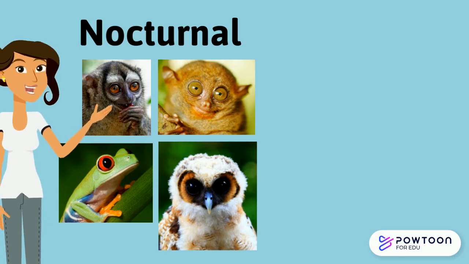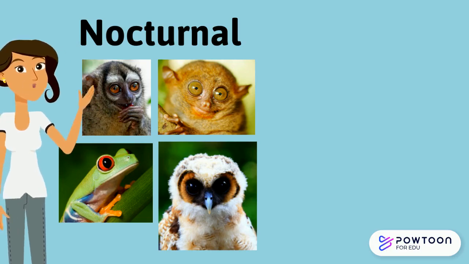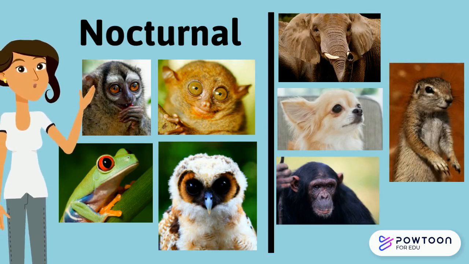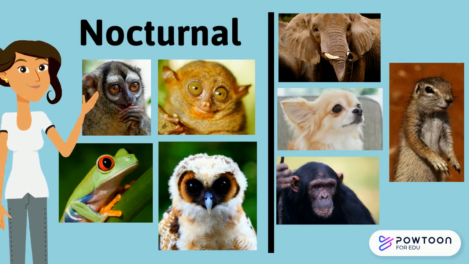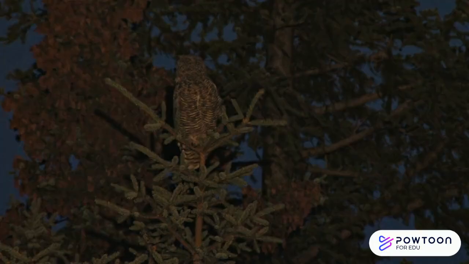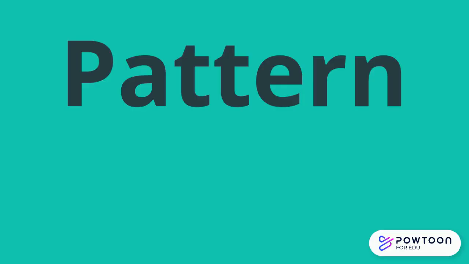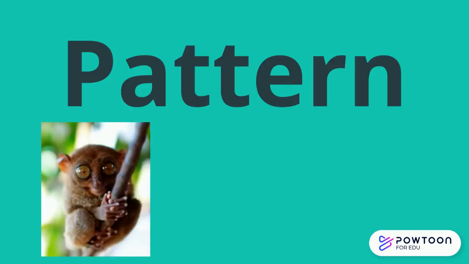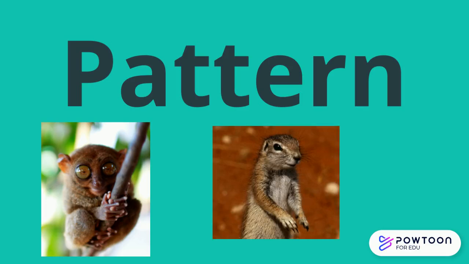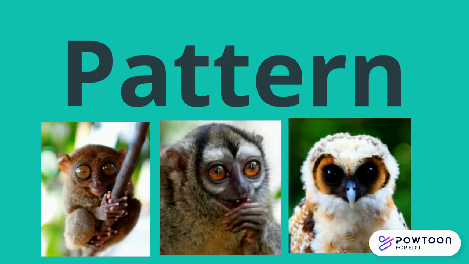Now let's look at the animals that are active during the day. What do you notice about their eyes? Most nocturnal animals are going to have larger eyes that allow them to capture extra light. That means that when they're in the dark, they're able to see better than animals with smaller eyes. That's a pattern. Are nocturnal animal eyes usually bigger or smaller? Right, the pattern is that nocturnal animal eyes are usually bigger.